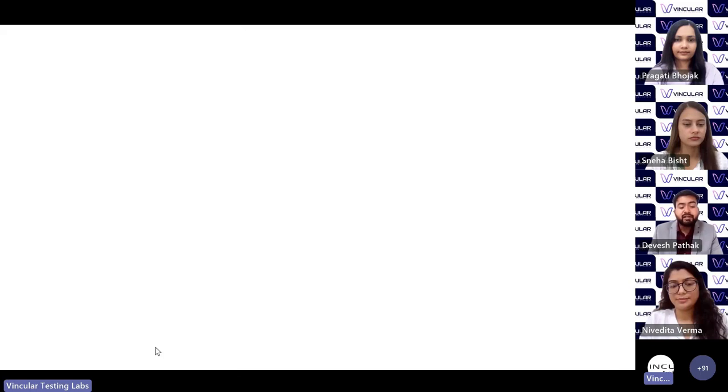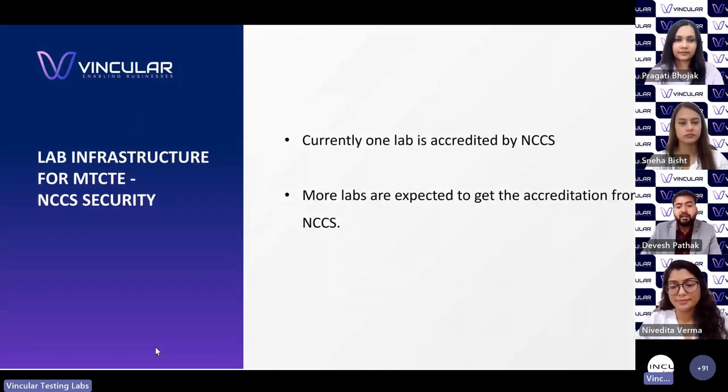As mentioned by Kalyan sir, more labs will be coming into the picture, and currently only one lab is accredited by NCCS. So we are hopeful that NCCS security testing will be moving ahead very smoothly.